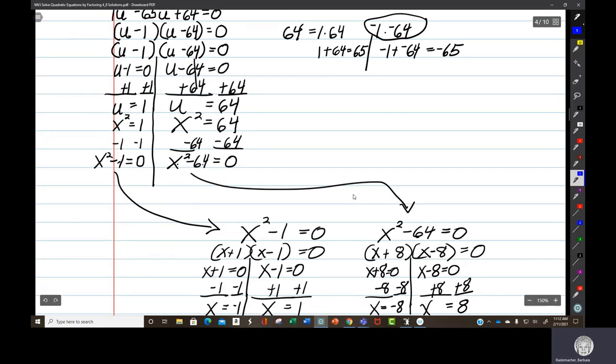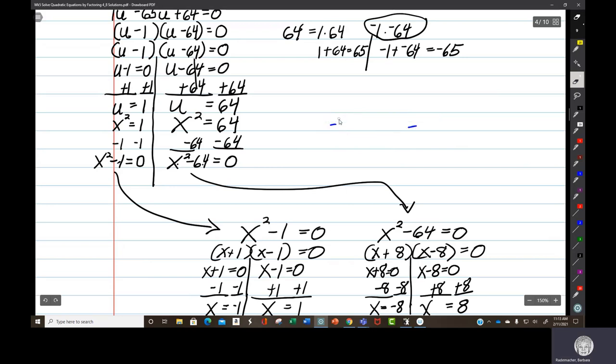And this is where it gets dangerous for you, because you might want to do this. Well, if x squared is 1, and I know 1 times 1 is 1, well, x must equal 1. And if x squared equals 64, well, I know that 64 is 8 times 8, so it must be that x equals 8. And we would have completely left out the other two answers. And you haven't learned about something called the square root method yet, and you won't for a while.